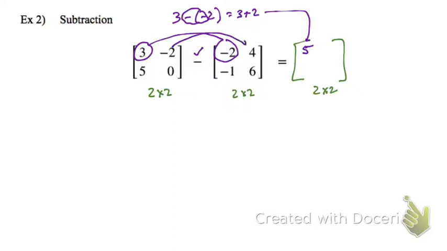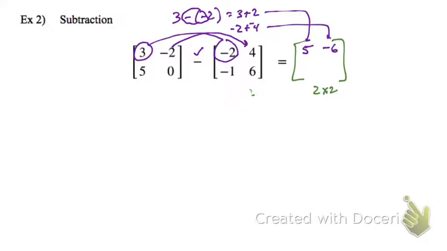Next spots, negative 2 and 4. We would say negative 2 minus 4. Remember what you can do with the minus? You can make it plus a negative. That would give me a negative 6 right there. So be careful when there's negatives involved and you're subtracting.